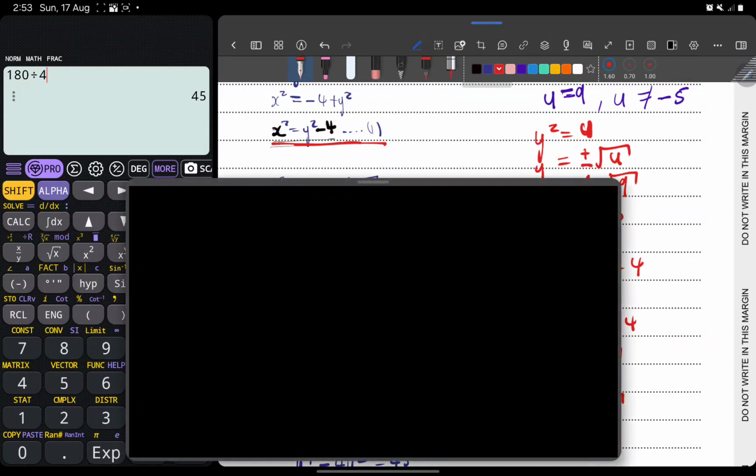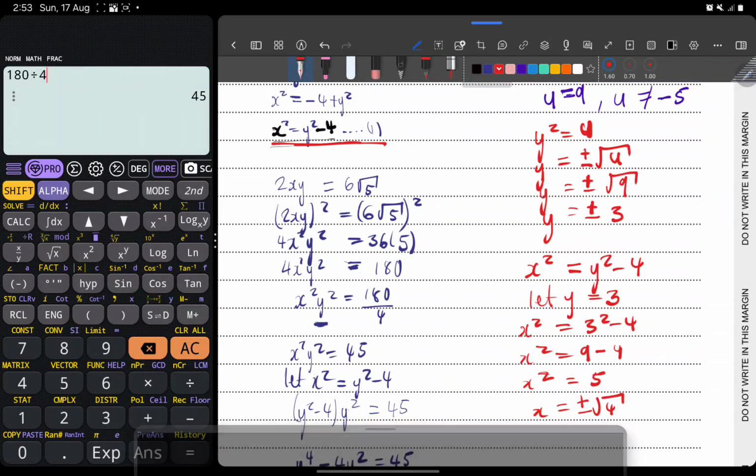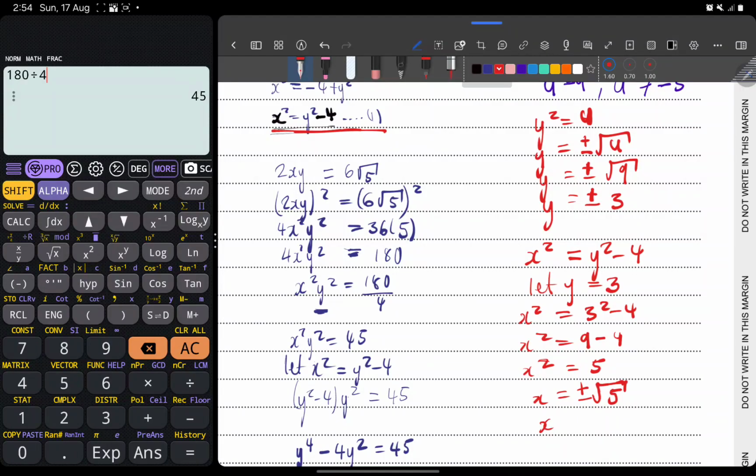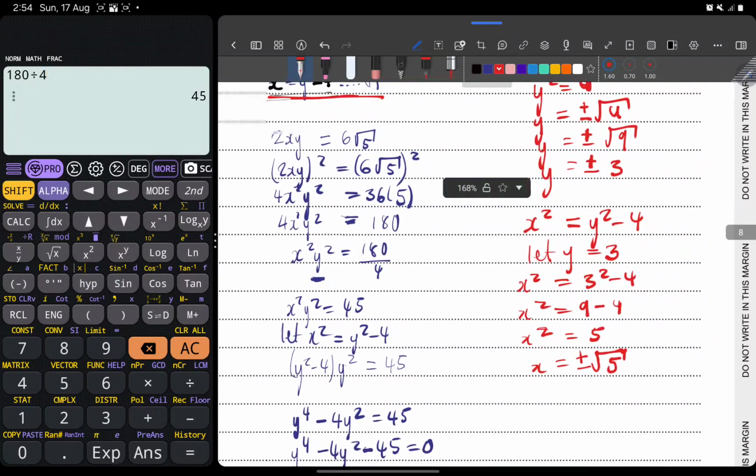So it is plus or minus the, look at us about to make a mistake after doing everything correct. How bad would that be? So it's plus or minus the square root of 5. Now we'd get x equal to, yes. So we have x being equal to plus or minus the square root of 5. That is when y is 3. When y is 3, you get x being plus or minus root 5.